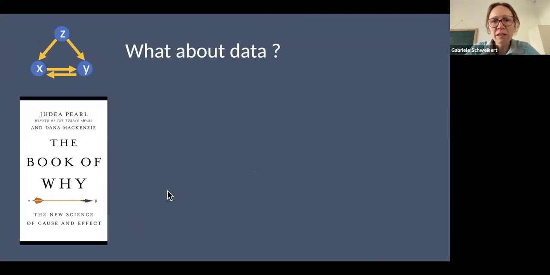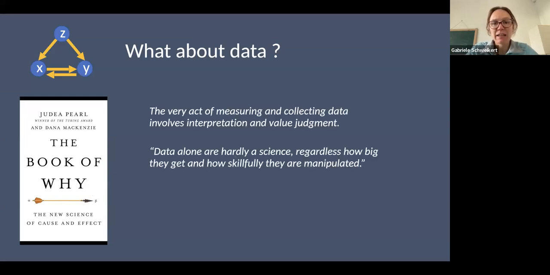of the data. And that brings us to another question, of course. What about data? So if you are taking the human factor out of the picture, then surely we can do objective science, right? And so one of the very influential books for me was this book by Judea Pearl, The Book of Why, where he's trying to move beyond correlation and introduces causality. And he says in that book, data alone are hardly a science, regardless how big they get and how skillfully they are manipulated. And the reason for that is, of course, that the very act of measuring and collecting data involves interpretation and value judgments.